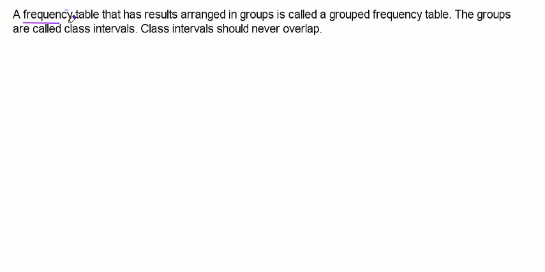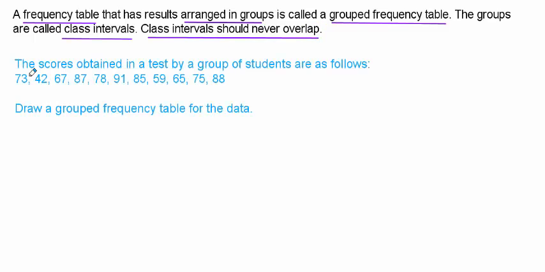A frequency table that has results arranged in groups is called a grouped frequency table. The groups are called class intervals. Class intervals should never overlap. Let's find out what that means with the help of another example. The scores obtained in a test by a group of students are as follows. And you have the scores here. Draw a grouped frequency table for the data.